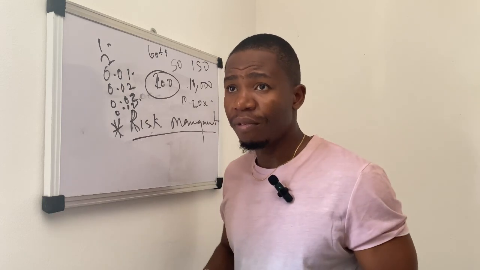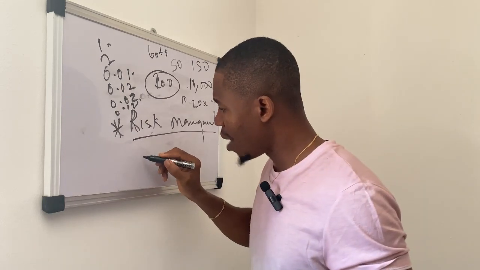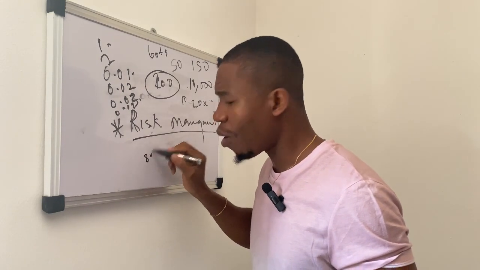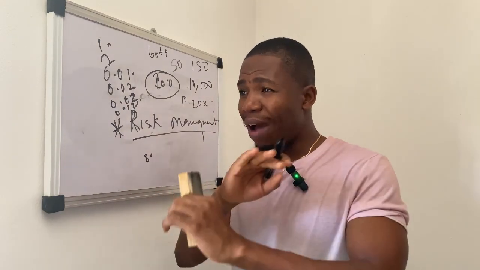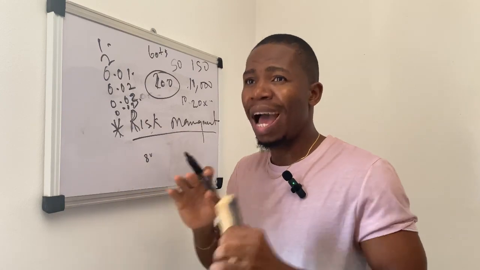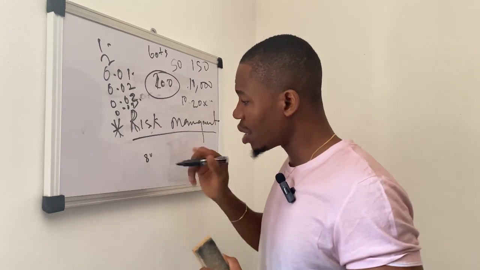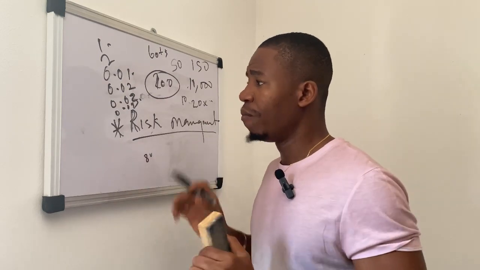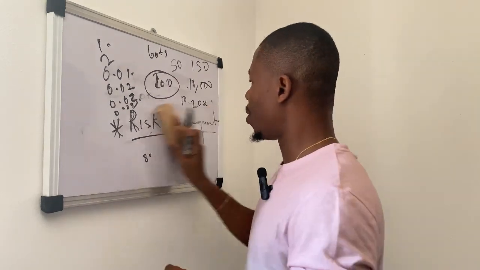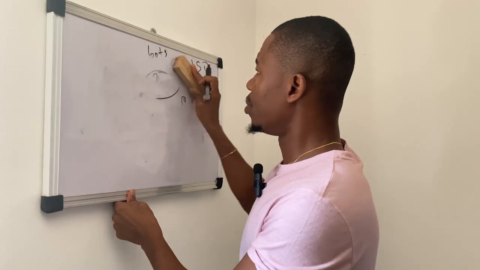I tell myself, if I lose up to $8, I'm off the market. That's my target. Even if I have an opportunity to make more money, I have that discipline. Once I lose up to $8, I leave the market. Okay, so let me give you an example.